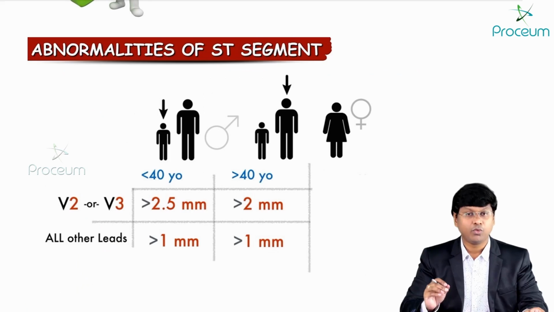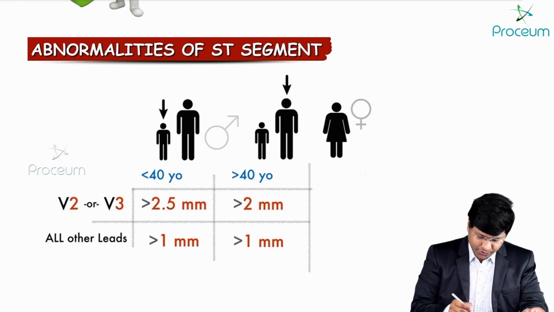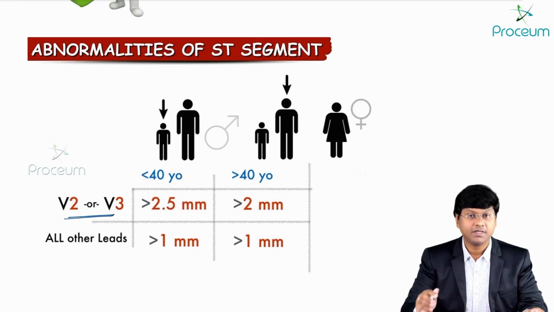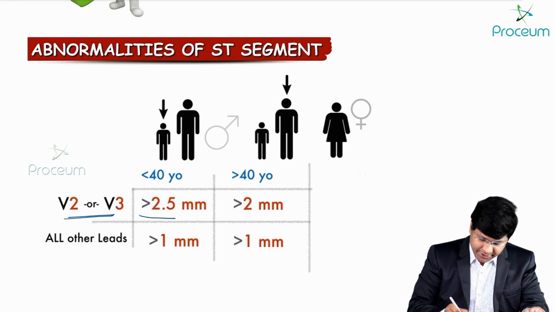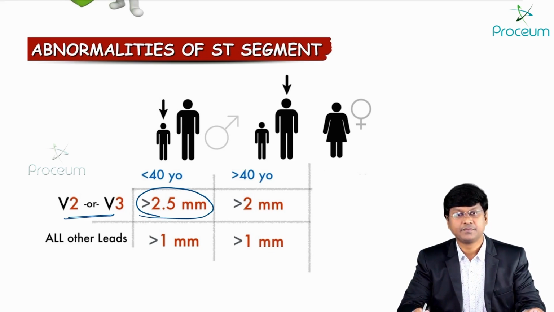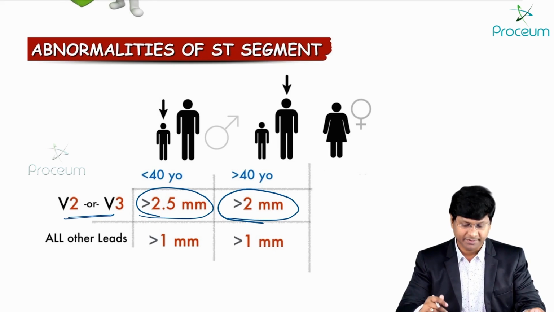Now, following that, what is the criteria to call myocardial infarction in the precordial leads? What should be the minimum ST segment elevation in the precordial leads? In the precordial leads, for age of the individual less than 40 years, it should be minimum more than 2.5 mm. Age of the individual more than 40 years, it should be more than 2 mm. Right? It should be more than 2 mm.